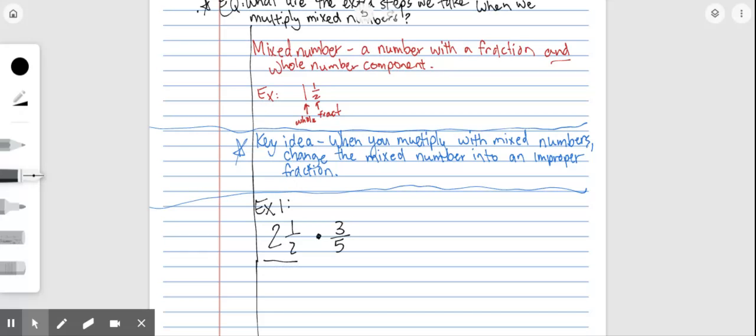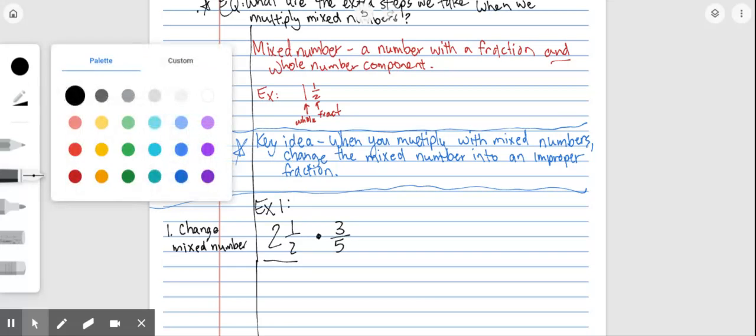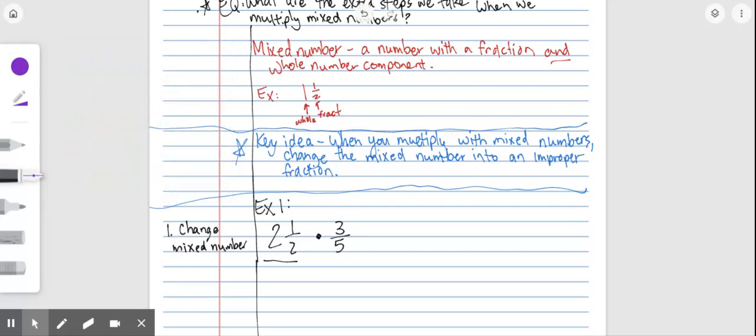So if we're using the key idea, the first thing we need to do, step 1, is change that mixed number. Yesterday you reviewed how to change a mixed number into an improper fraction, so we're going to start with that. To change a mixed number into an improper fraction, remember we do the standard algorithm: we take the 2, the whole number, and multiply it by the denominator. So 2 times 2, whole times denominator, which is 4.